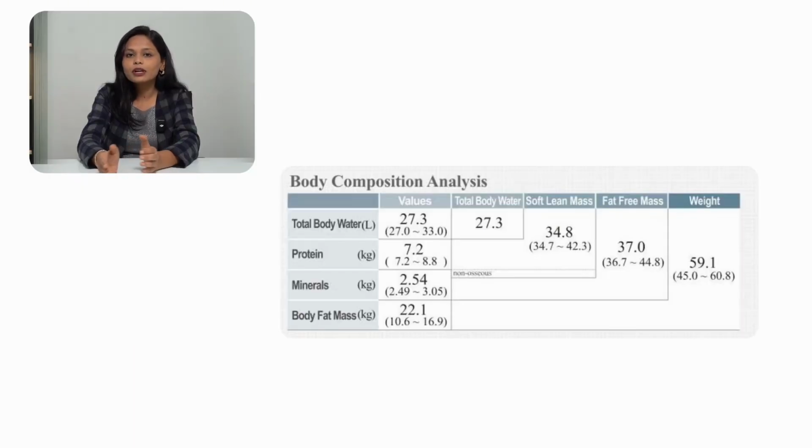So the body fat mass is the total amount of fat present in kgs in the body. So again, we have to check the lower limit and upper limit. If someone has excess amount of fat in their body, then the person is considered obese. And to understand the fat to muscle ratio, we'll be studying the next part of the result sheet.